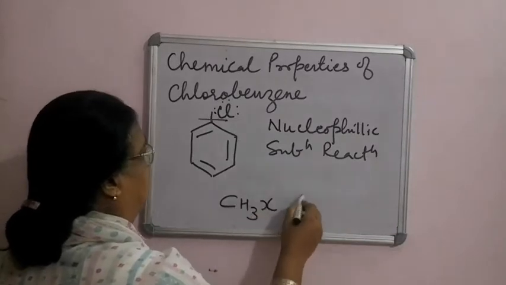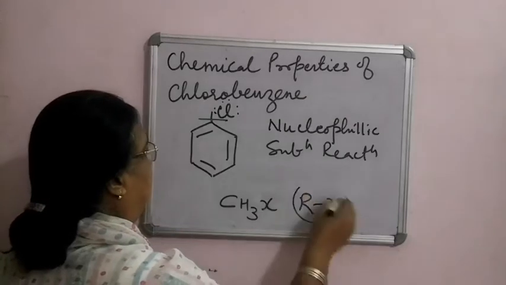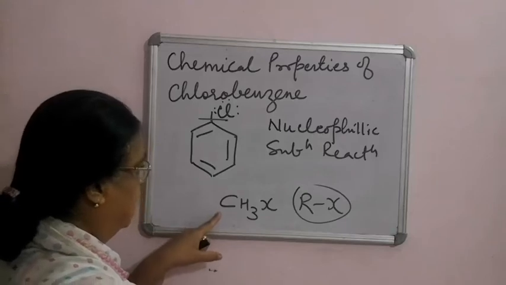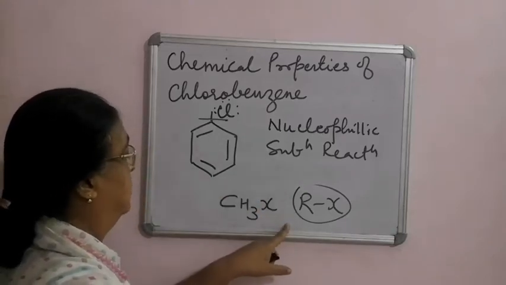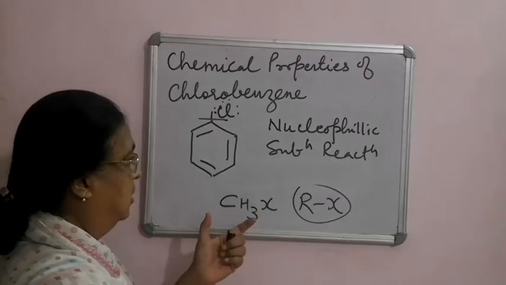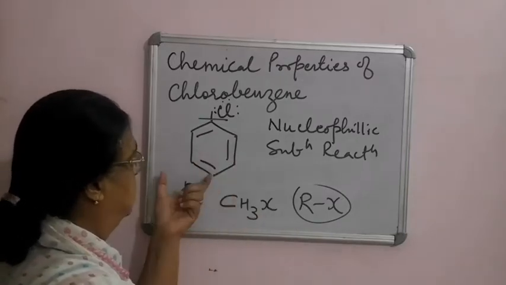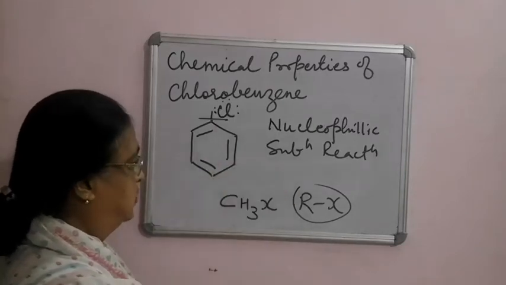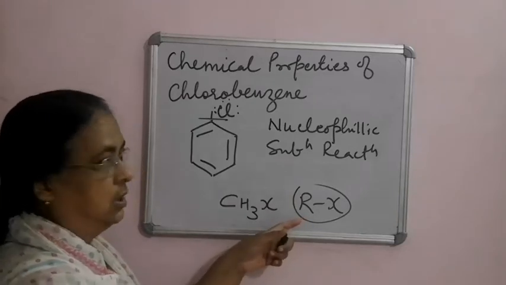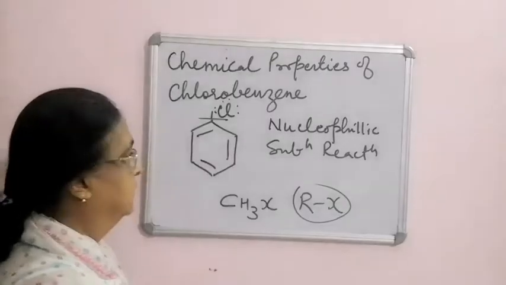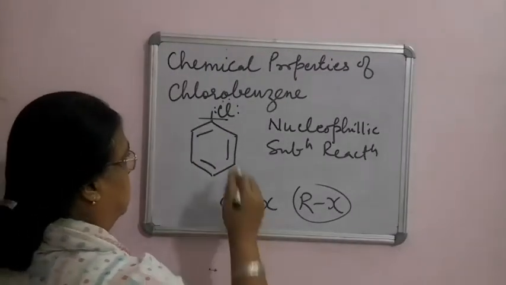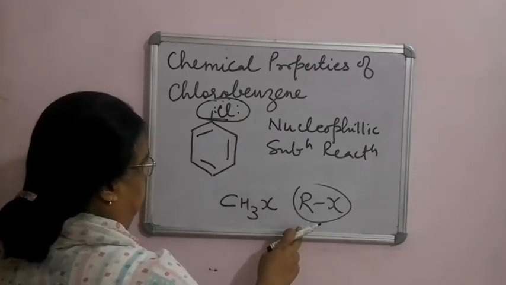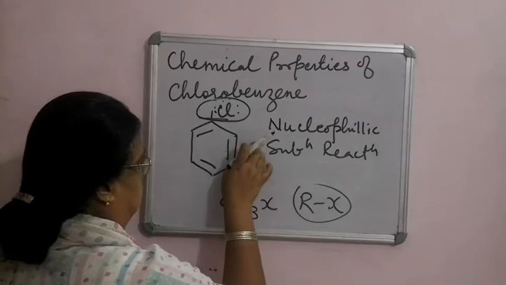This reaction is shown by methyl halide or alkyl halide, and in this case the nucleophilic substitution reaction is much faster than this kind of reaction in chlorobenzene. So chlorobenzene is less reactive towards nucleophilic substitution in comparison to the alkyl halide, and that we will prove later on. So this is one set of the reaction because of the chloro group, like in alkyl halide, but reactivity is less in this case.